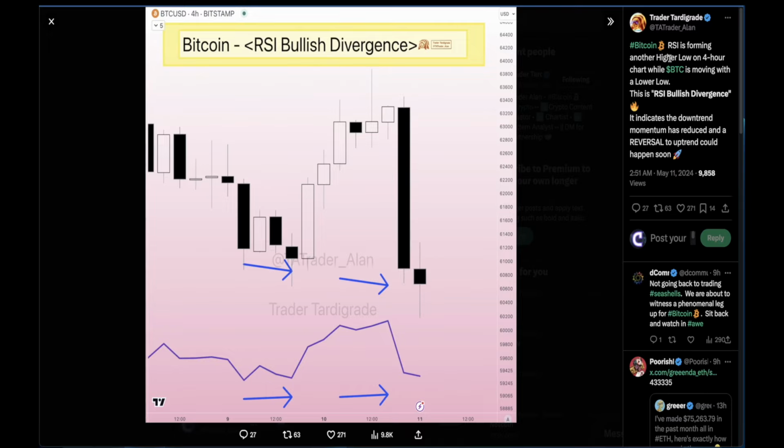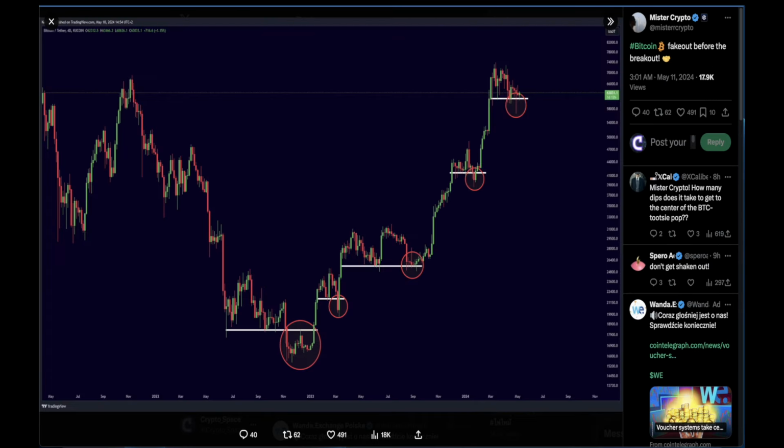So according to Trade and Target Rate, RSI is forming another higher low on a 4-hourly chart, while BTC is moving with a higher low. This is RSI bullish divergence. It indicates the downtrend momentum has reduced and reversal to uptrend could happen soon. So guys, that is definitely bullish. Obviously we had this dump on BTC, lots of leverages been liquidated, and now probably we do have more green light for upside for BTC, and of course that's going to pump the price of Kaspa too.